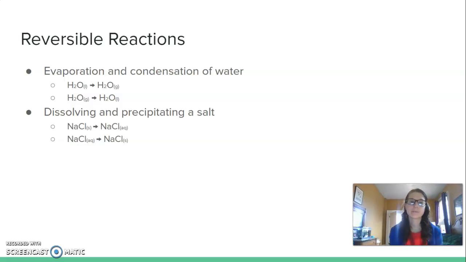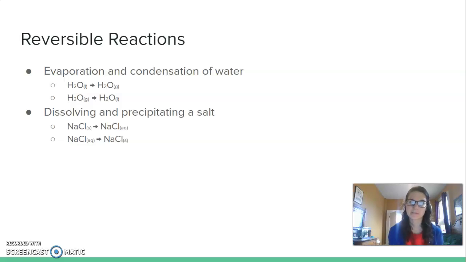So two examples. The first one is a chemical equation for a physical process, the evaporation and condensation of water. Our reactants and products are the same kind of material, it's just they're in a different phase. So going from liquid to gas and gas to liquid.